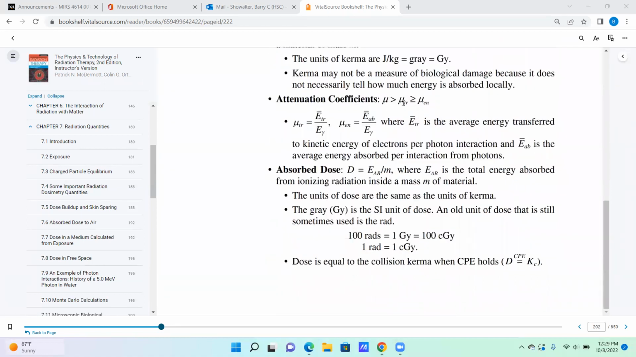You're going to have attenuation coefficients, where we'll get into that a little bit later.